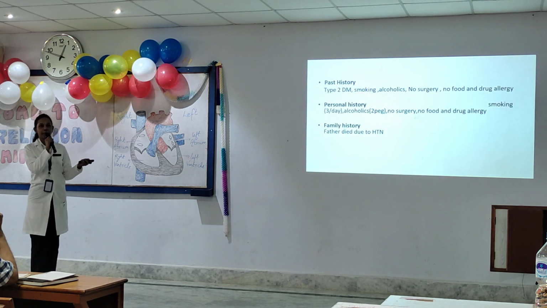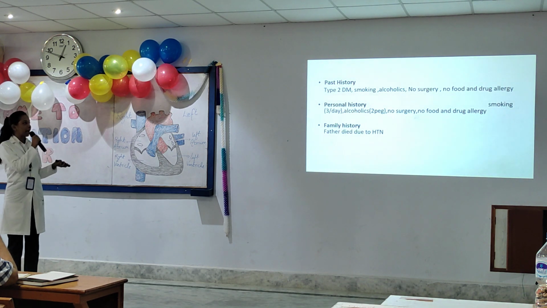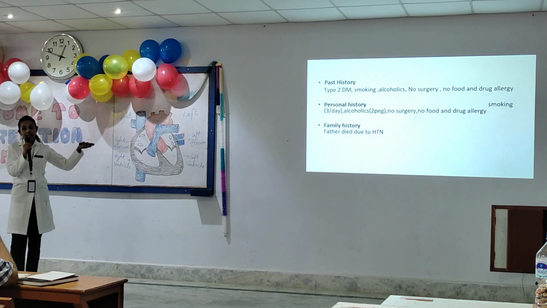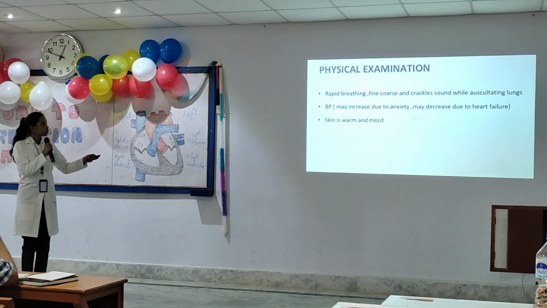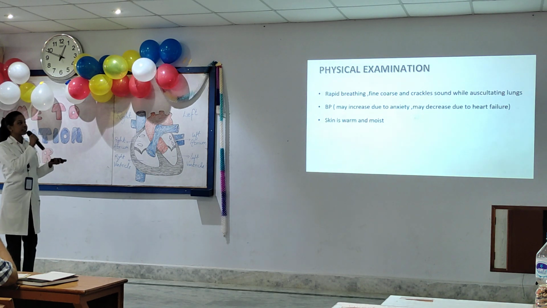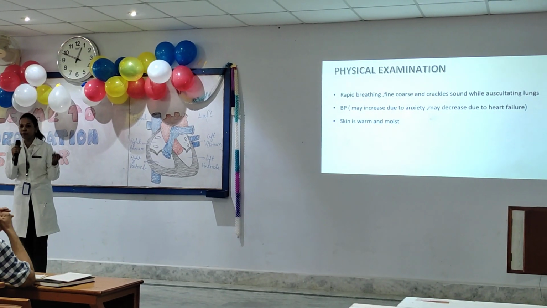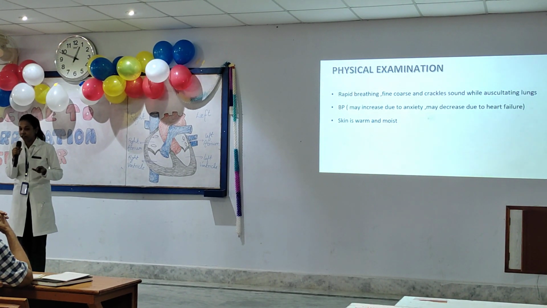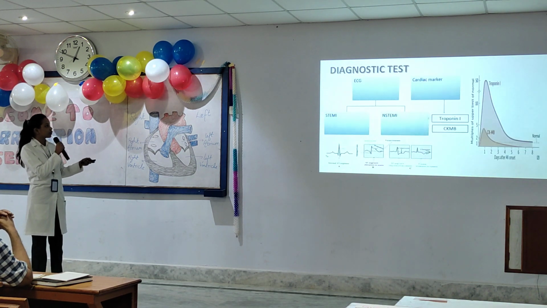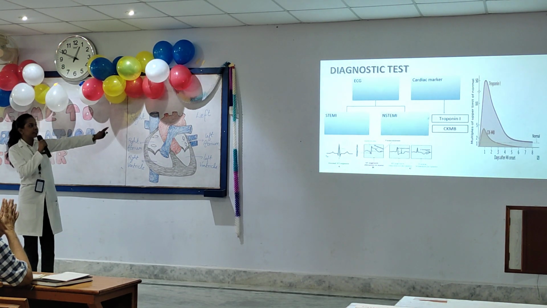For the past history of the patient, he was a type 2 diabetes mellitus patient, and he used to drink alcohol and smoke, and he had no surgery or food or drug allergy. And his father died due to hypertension. For the physical examination, we found that he had rapid breathing and crackle sounds while auscultating the lungs. His blood pressure was increased maybe due to anxiety or maybe decreased due to heart failure, and his skin was quite moist and warm. So for the diagnosis, as already explained by our biochem partner, we have two specificities basically.